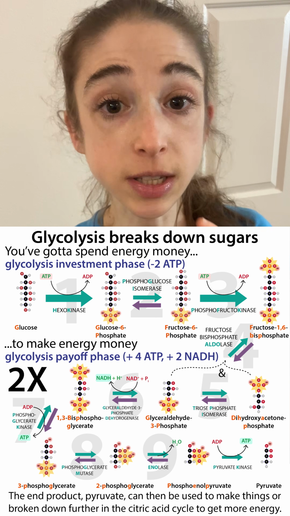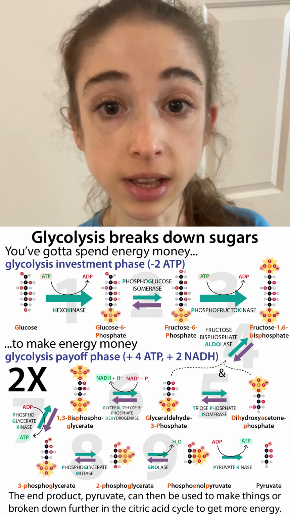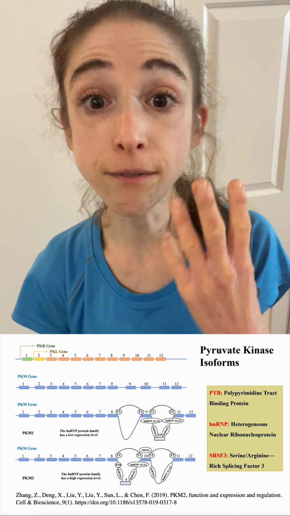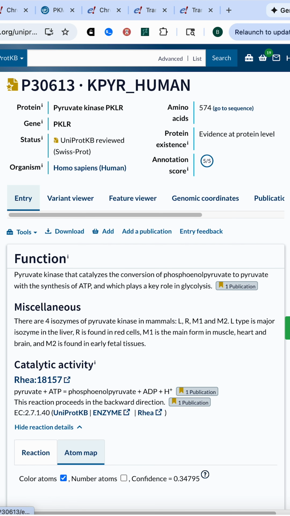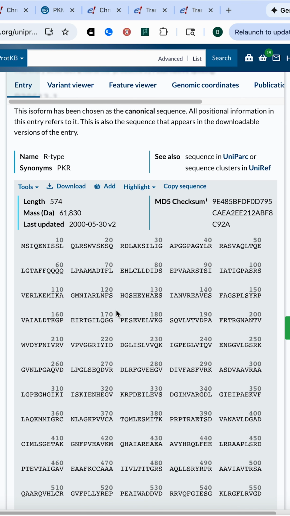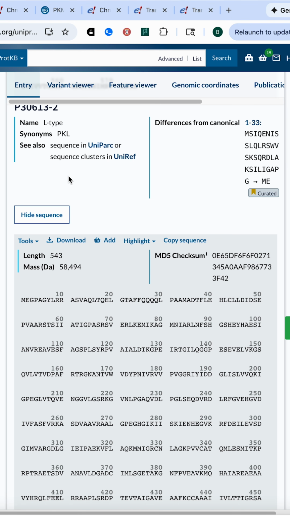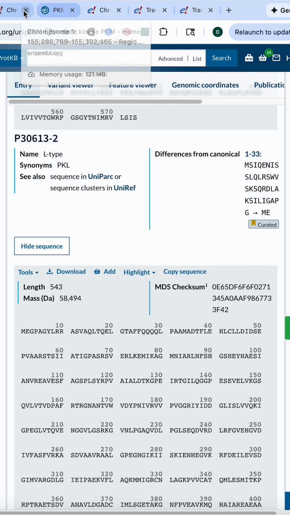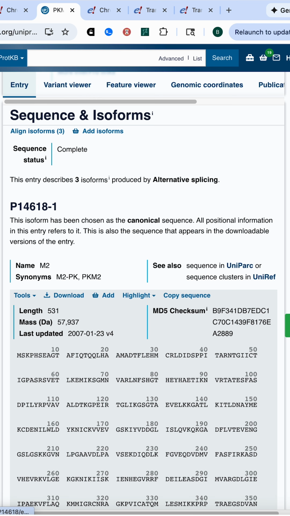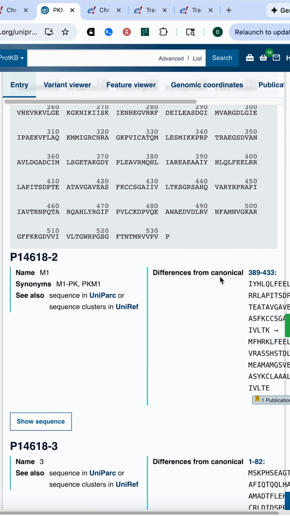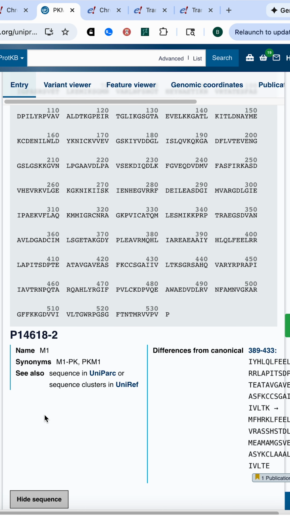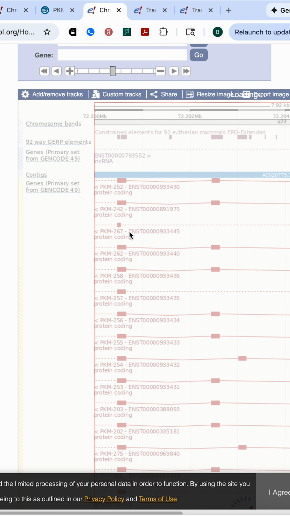A great example is pyruvate kinase, which carries out the last step of glycolysis. We have 4 versions of it coming from 2 genes. The PKLR gene gives us the liver and the red blood cells isoforms, and those are made from different promoters. And then the PKM gene gives us PKM1 and PKM2, which are made from alternative splicing. And those have different properties that allow them to be regulated differently.